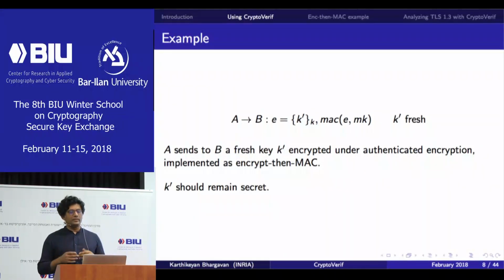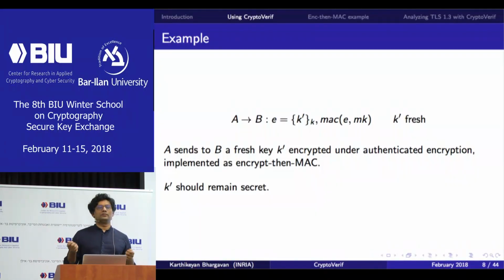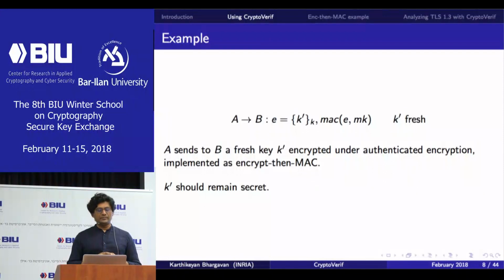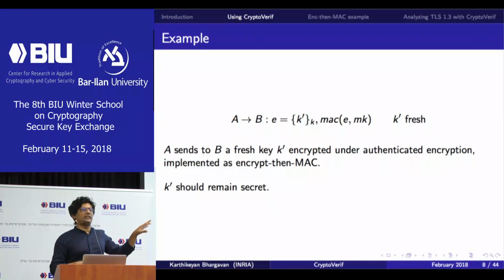So A wants to send to B a key, K prime. What it's going to do is, they already share from before an encryption key K and a MAC key MK. It just wants to send a new secret value, K prime. So what it's going to do is take K prime, encrypt it under K, then MAC the ciphertext under MK, and send it over. So it's encrypt, then MAC. And the goal of this protocol is very simple. We want the K prime, which we are sending, to be kept secret. Okay, we can also ask for some authentication and so on. Let's just focus on secrecy.